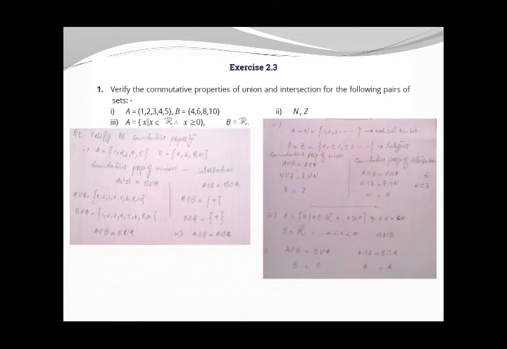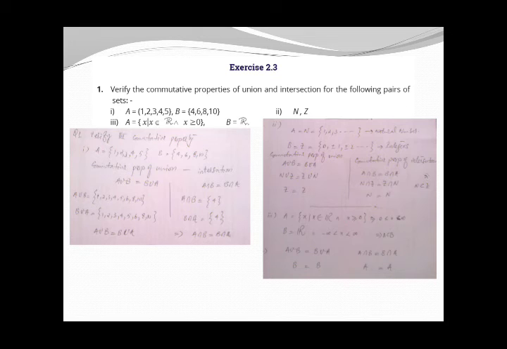Now exercise 2.3, first question: verify the commutative property of union and intersection. The first question is very easy. In the first part, given sets A and B, we apply their commutative property, union and intersection. In both cases the answers are the same. In the second part, natural numbers and integers. We know that natural numbers are a subset of integers. It means the union of these sets is equal to Z, the integers, and the intersection is equal to N, the natural numbers.